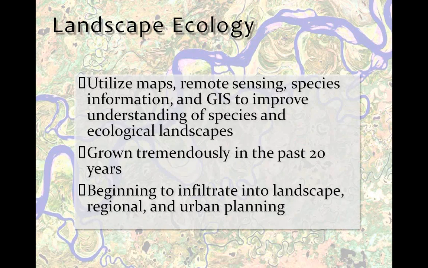And just a little primer on landscape ecology: with landscape ecology, you utilize maps, remote sensing data, and species information to improve the understanding of species in ecological landscapes. Essentially what you're trying to do is quantify and measure a landscape spatially. What is the pattern of it? The field has grown tremendously the last 20 years, and you're finally starting to see it infiltrate into the planning realm, especially with mapping corridors and core areas and connecting some of these greenways and whatnot.